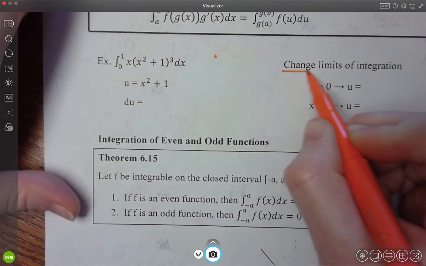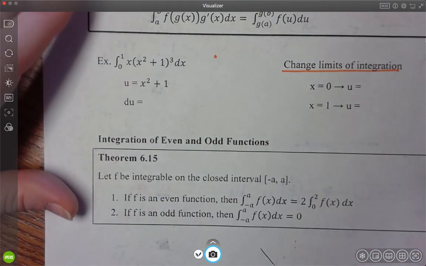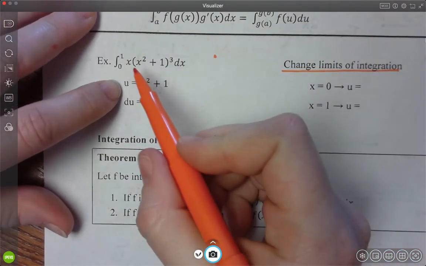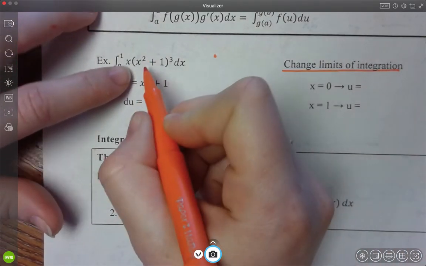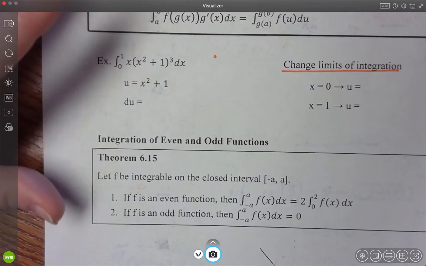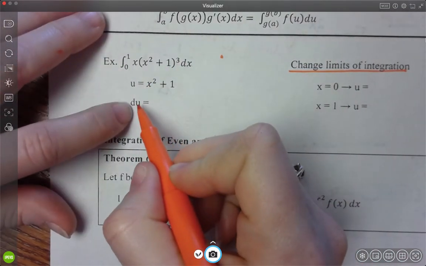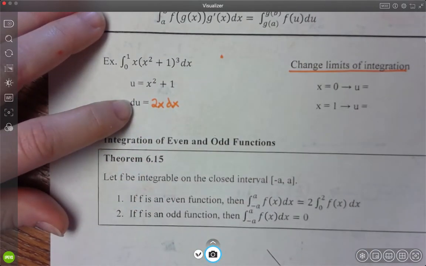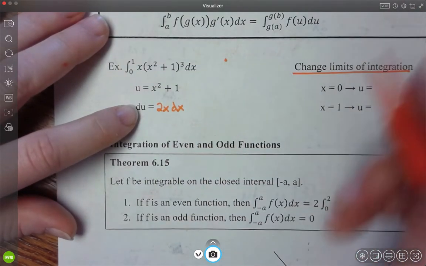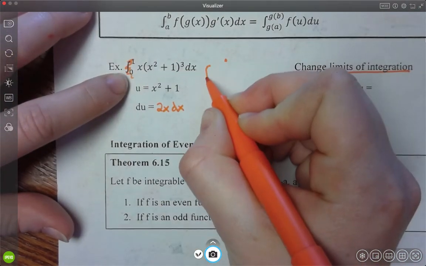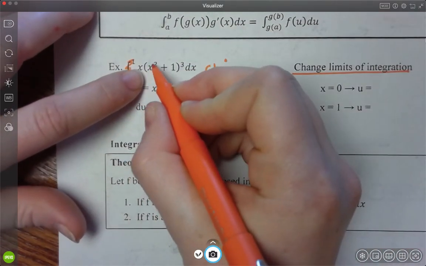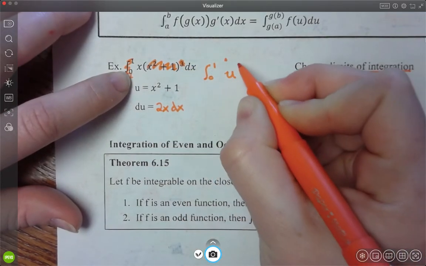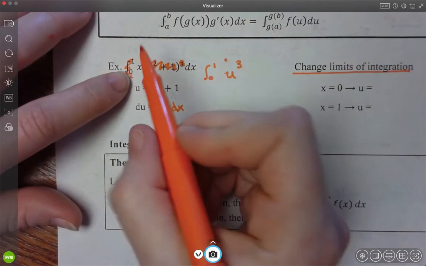It's called changing your limits of integration. So rather than those numbers being 0 to 1, you're changing those numbers. What I'm going to do here is they've designated that u has to be x squared plus 1. That's the stuff on the inside, what we've determined is our composite function. Du is going to be 2x dx. Okay, yuck. I'm going to rewrite my integral from 0 to 1. X squared plus 1 is now u, so I have u to the third power. And then I need to replace x and dx.